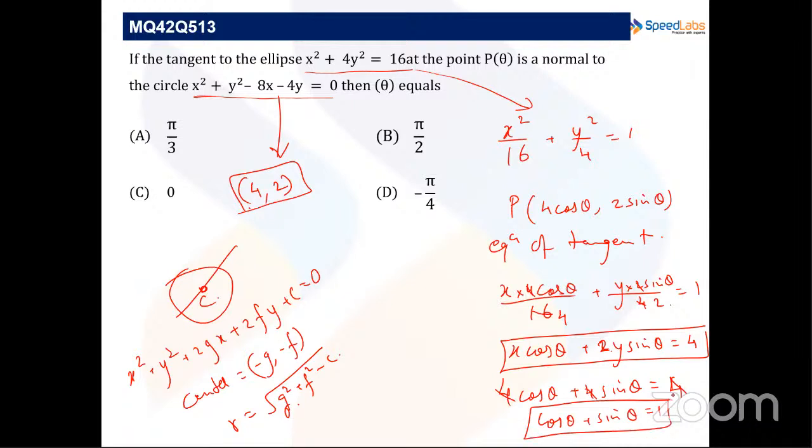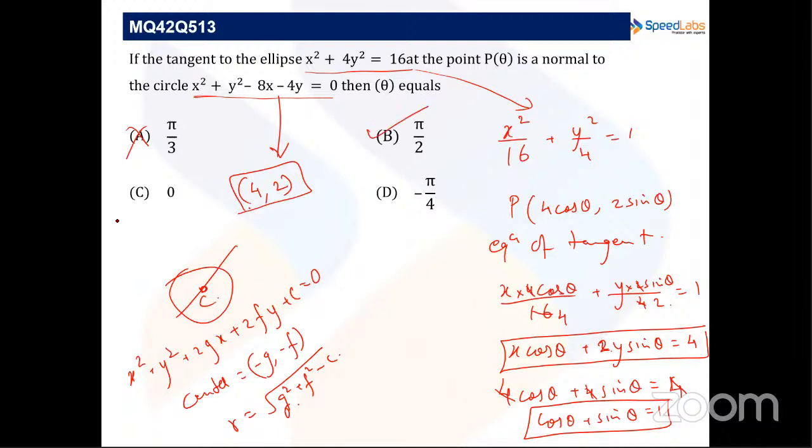Now, either you can solve it or you can go by the options. Is pi by 3 satisfying it? Cos pi by 3 is 1 by 2, sin pi by 3 is root 3 by 2. Its sum is not equal to 1. So A is not the correct answer. B, pi by 2. Cos pi by 2 is 0, sin pi by 2 is 1. 0 plus 1 is 1. So B is our correct option.